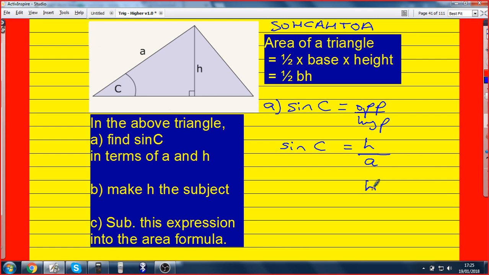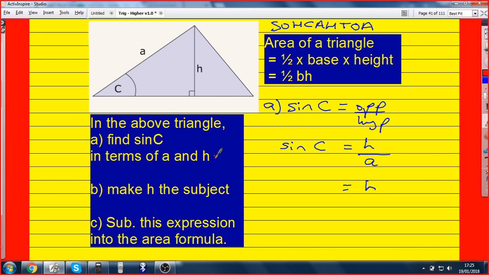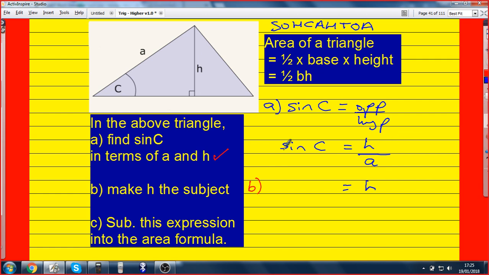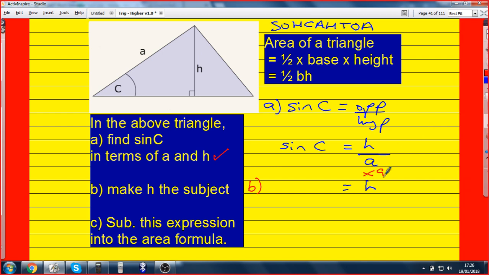Okay, so how would you get H equals? So part B, make H the subject. What is H equal to? How do you get that? If you were to rearrange this equation, what would H be equal to? At the moment it's H over A. You want just H equals. So H times A. Yeah, so you times both sides by A. And so that on the right side, that will give you just H. What do you now have on the left side?